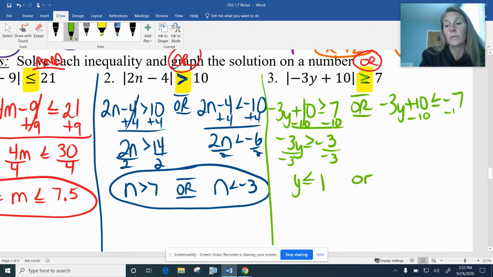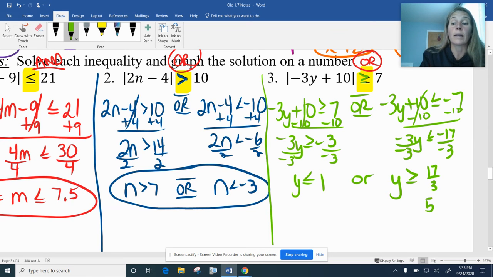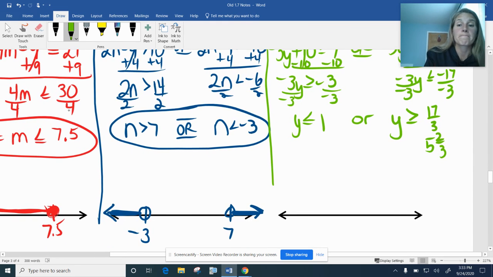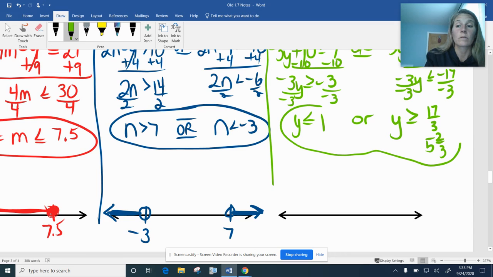Or on this side, I have -3y is less than or equal to -17. And when I divide both sides by -3, again, that reverses my inequality sign, and a negative divided by a negative is a +17/3, or you might write that as 5 2/3. So either way, 17/3, or 5 2/3.